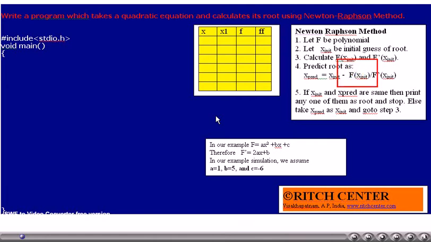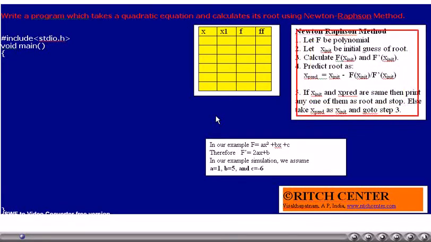First, we will take an initial guess for the root. We call it x initial. And then we calculate, rather we predict, the root of the polynomial f using the formula x predicted is equal to x initial minus f of x initial divided by f dash x initial.